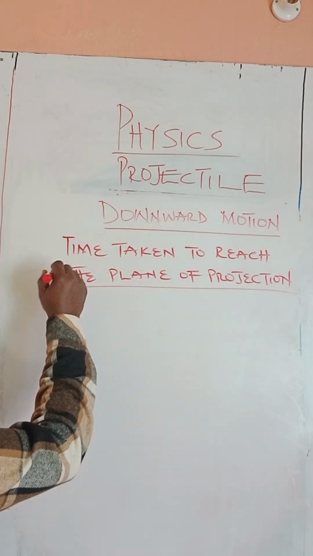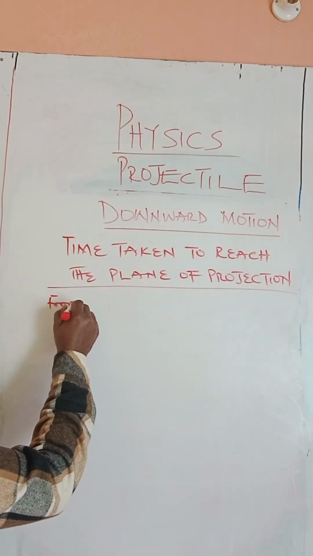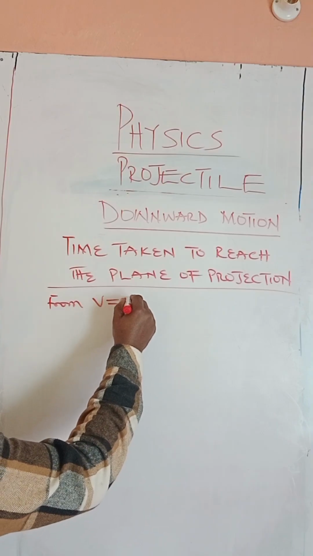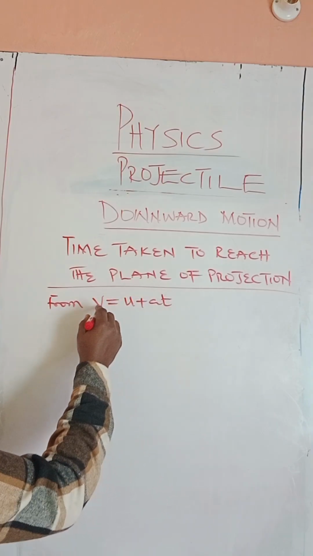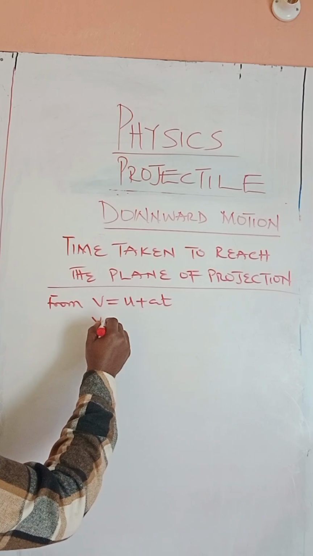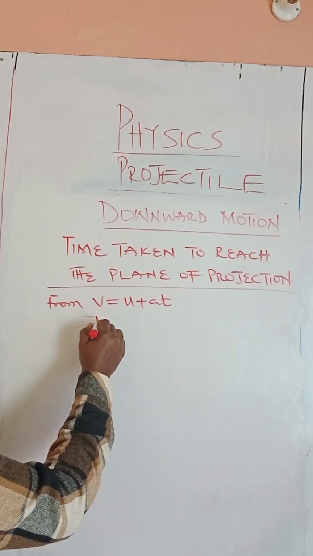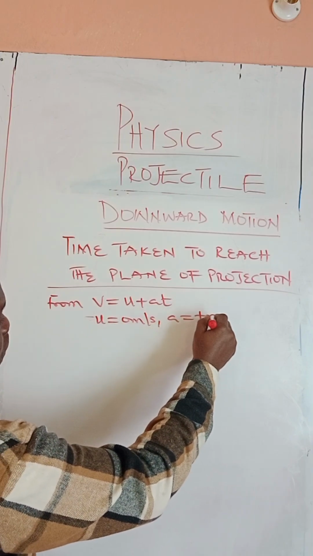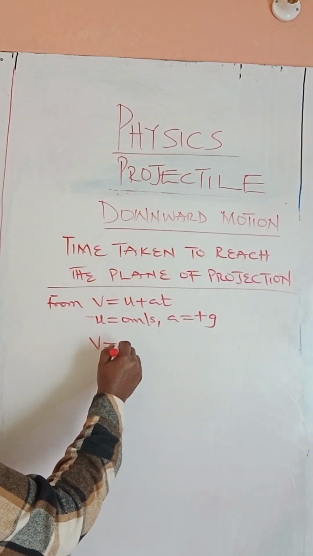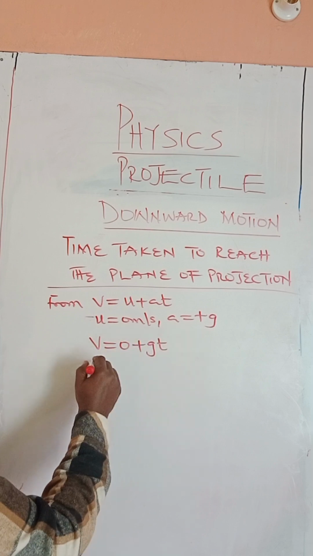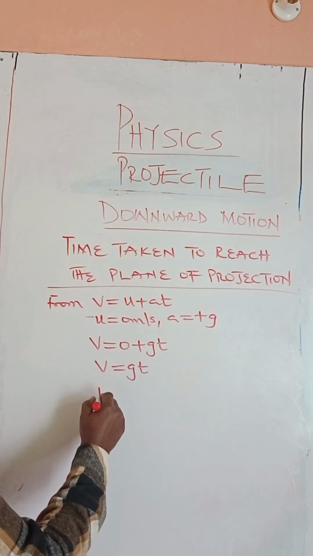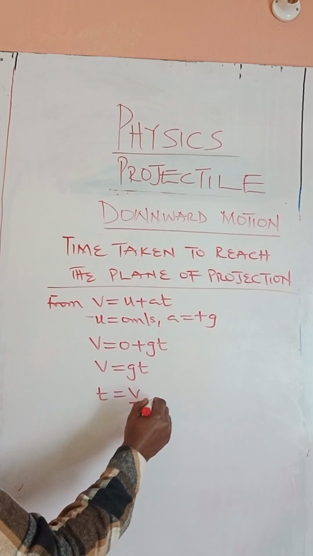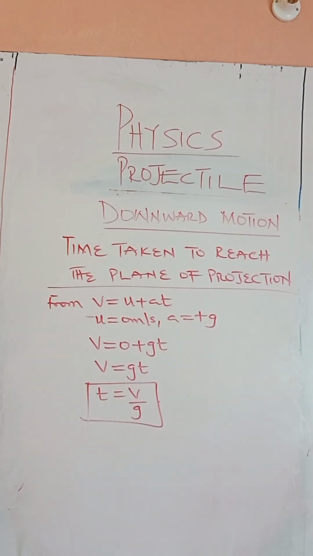So small t, from V is equal to U plus at. V is never equal to 0, as we have rightly said. U is equal to 0 meter per second, and a is equal to plus g. So V is equal to 0 plus gt, so V is equal to gt, and t is equal to V over g. This is the first formula, the time taken, where V is the final velocity.